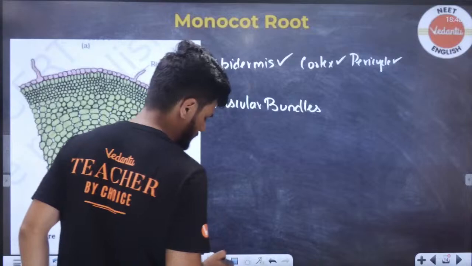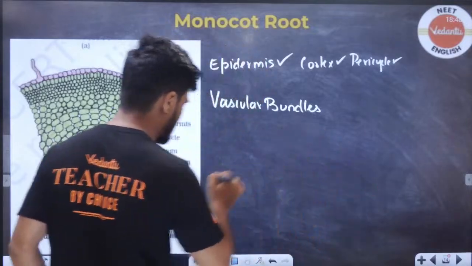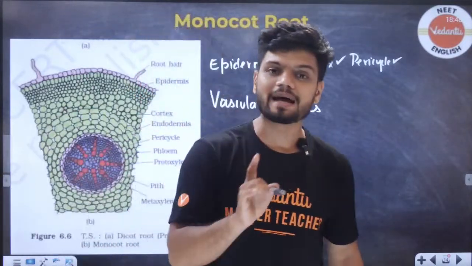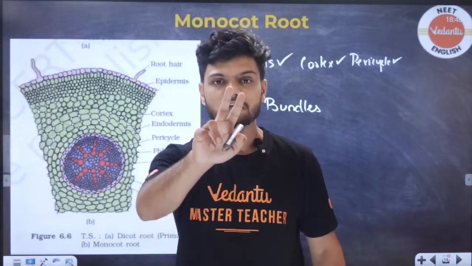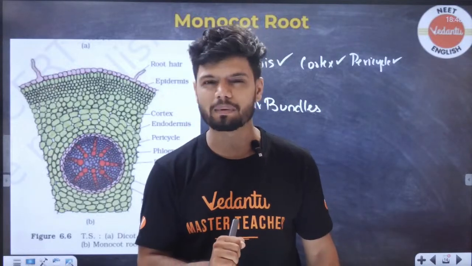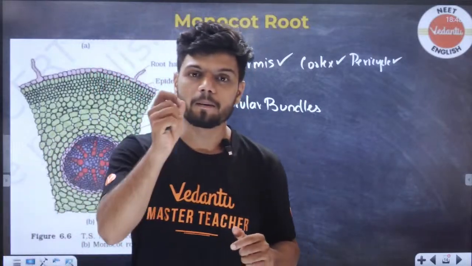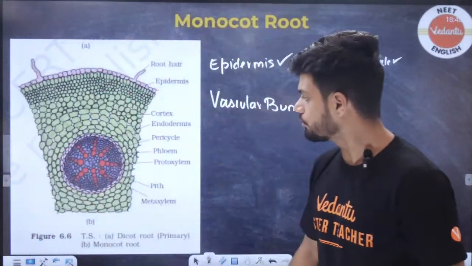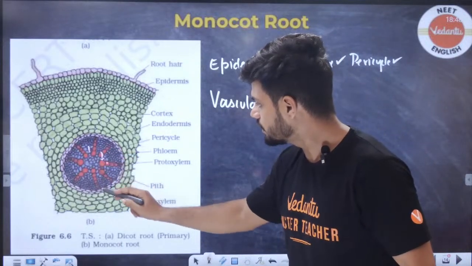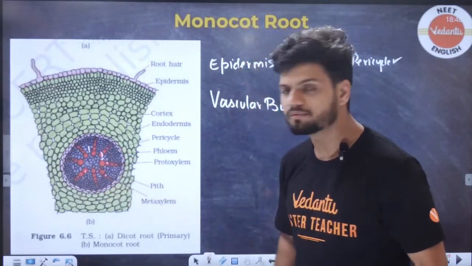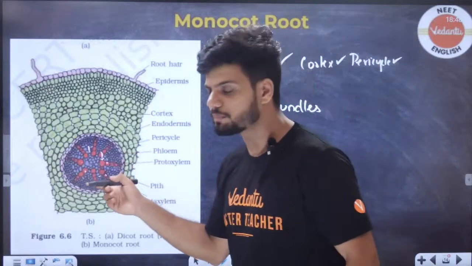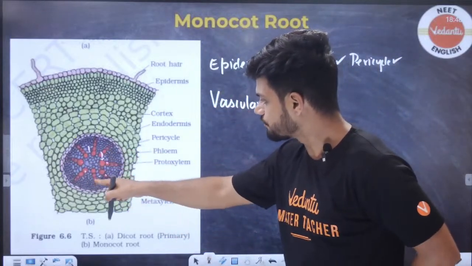The difference arises. Okay. Now, what is the difference? Understand. In the case of your dicot root, there were 2 to 4 vascular bundles. All of you remember 2 to 4. But right now, in the case of your monocot, count. All of you count with me. 1, 2, 3, 4, 5, 6, 7.